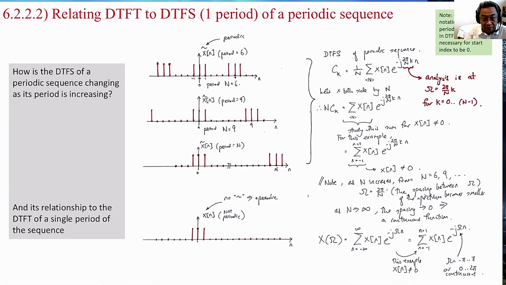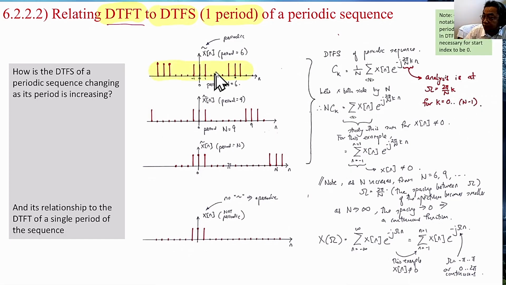Welcome back. This is 6.2.2.2. In this section, we're examining how the DTFT is related to DTFS for a single period or periodic sequence. Let's see what we are talking about.